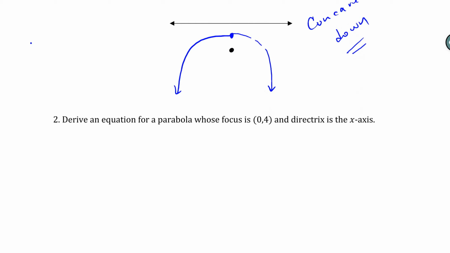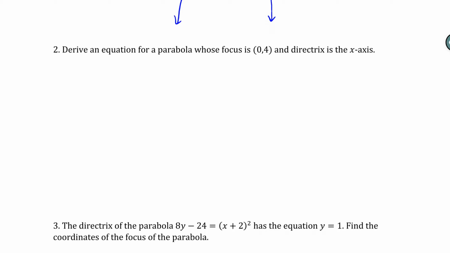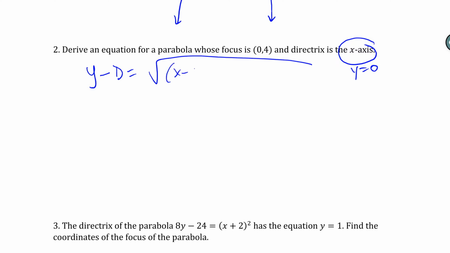Let's look at number 2. It says, derive the equation for a parabola whose focus is (0, 4), and the directrix is the x-axis. The x-axis is really the equation y equals 0. So when I look at my equation that we derived in class, it was y minus the directrix is equal to the square root of (x minus the x value of the focus) squared plus (y minus the y value of the focus) squared.